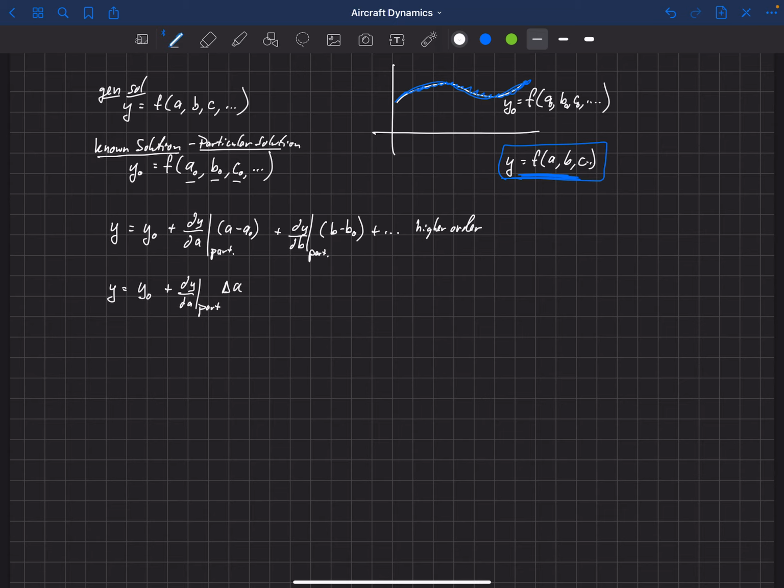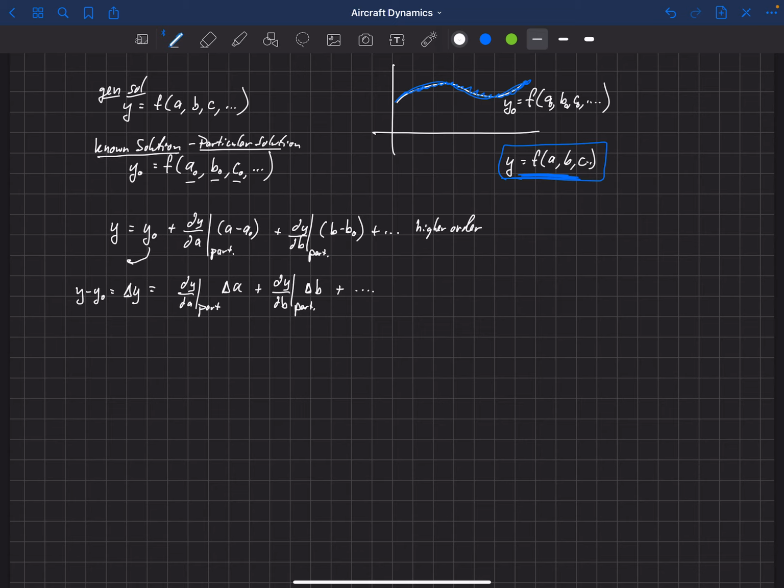And actually, let me back up here. I'm also going to move this stuff on the right-hand side. If you take this y naught and subtract it over to the other side, we get y minus y naught equals what we're going to call our delta y. So this is a deviation in that solution, equal to the first derivative of that solution with respect to a at the particular solution multiplied by delta a, plus the partial of y with respect to b at the particular solution multiplied by delta b.